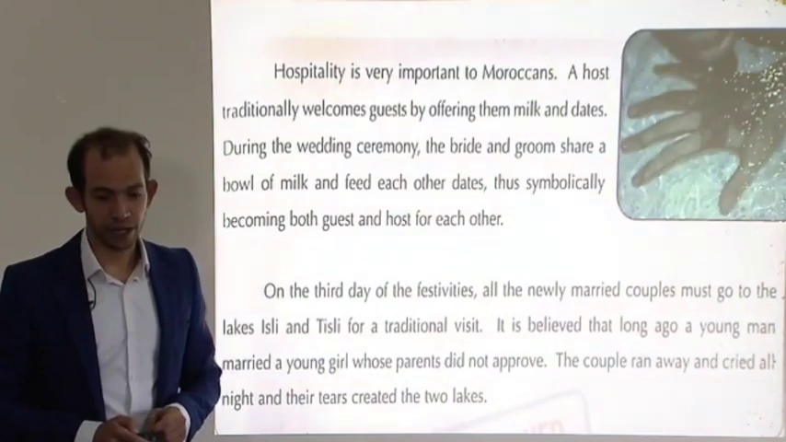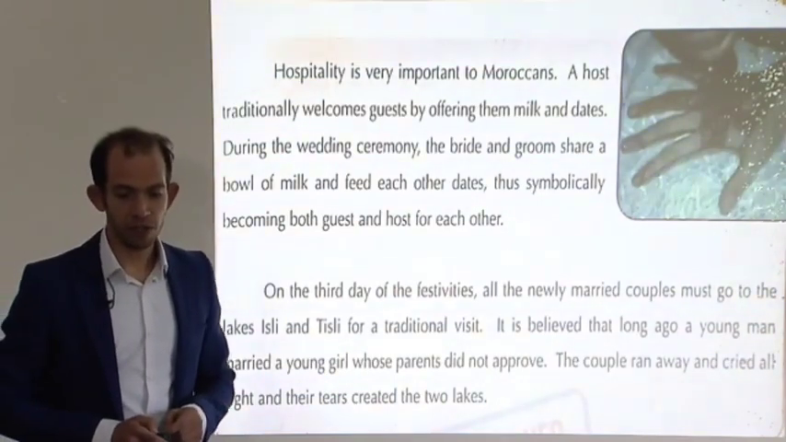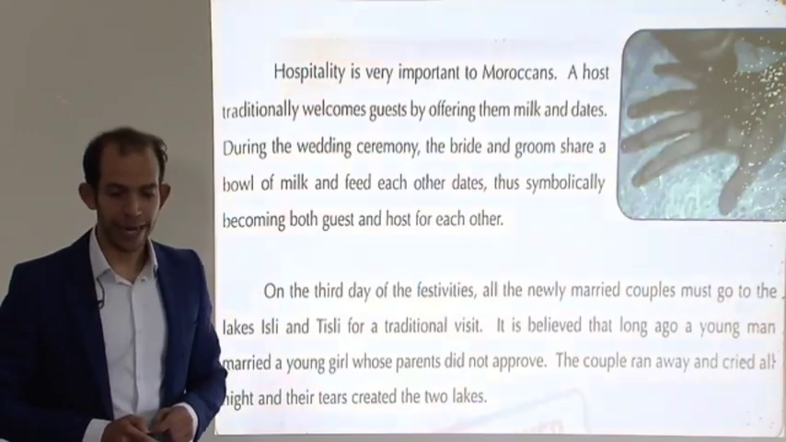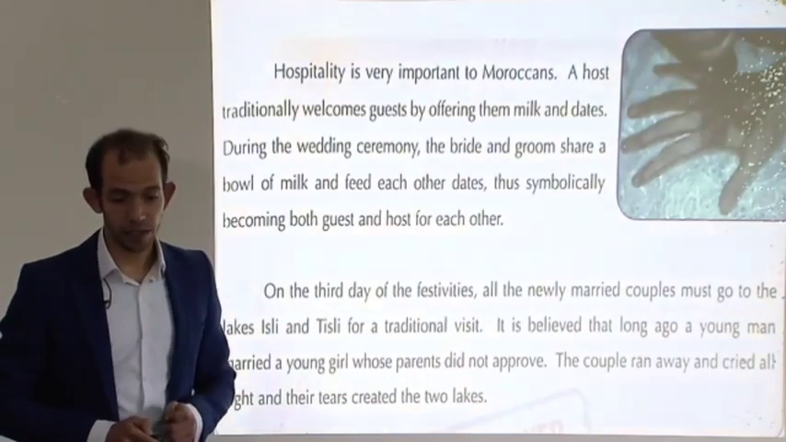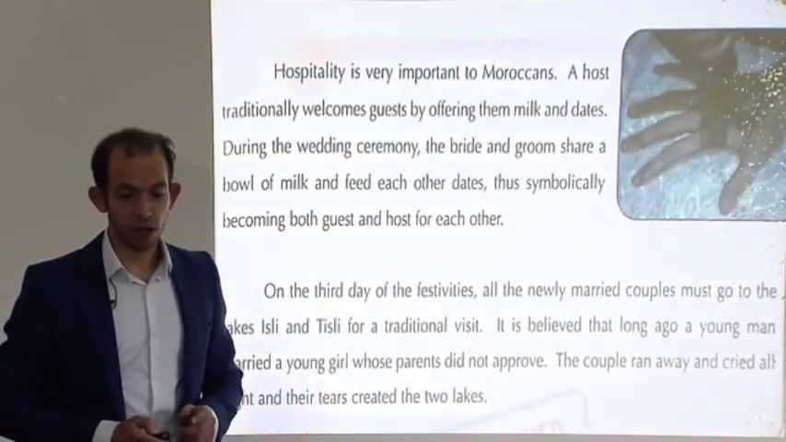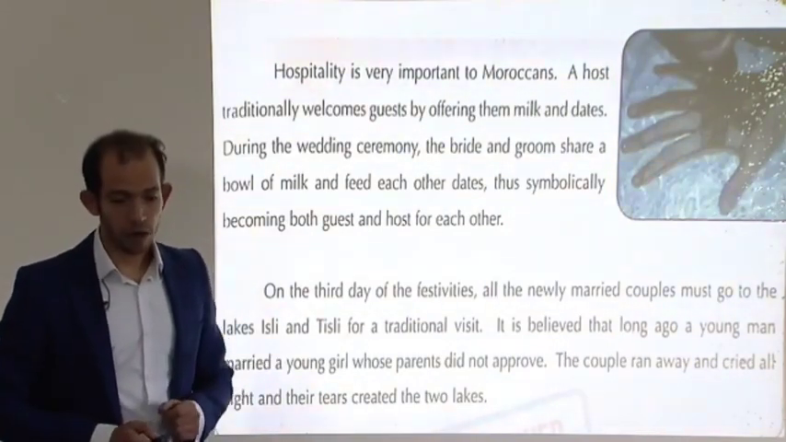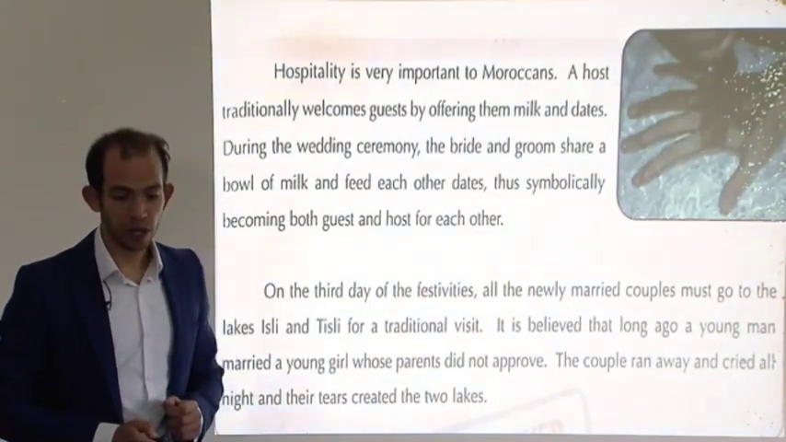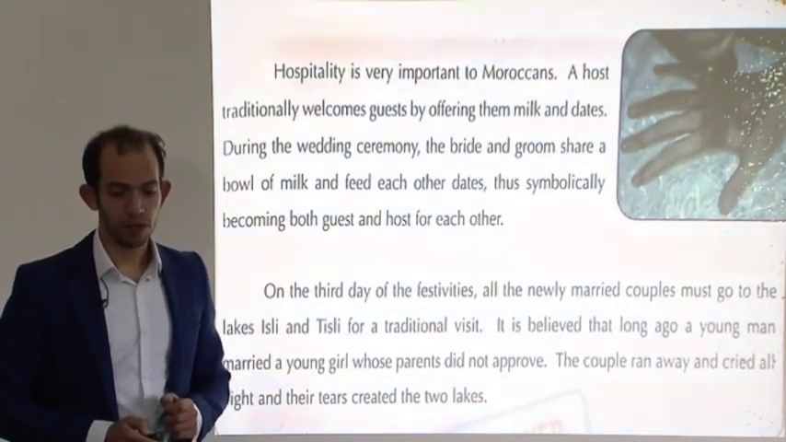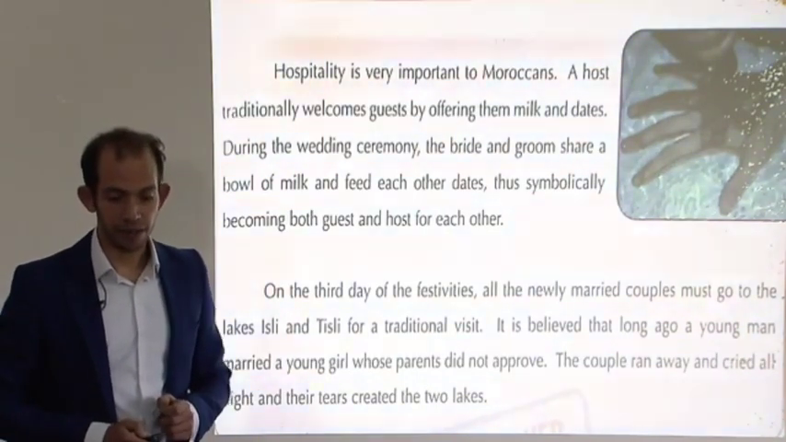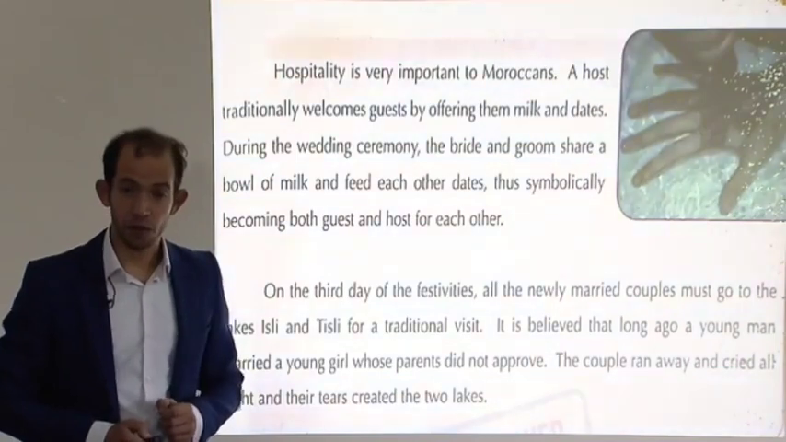On the 3rd day of the festivities, all the newly married couples must go to the lakes Isli and Tislit for a traditional visit. It is believed that long ago, a young man married a young girl whose parents did not approve. The couple ran away and cried all night, and their tears created the 2 lakes.